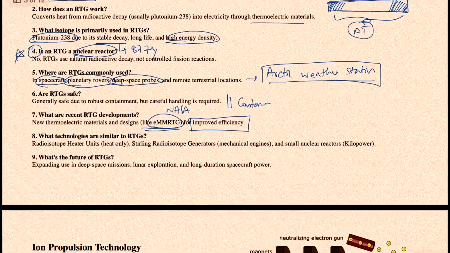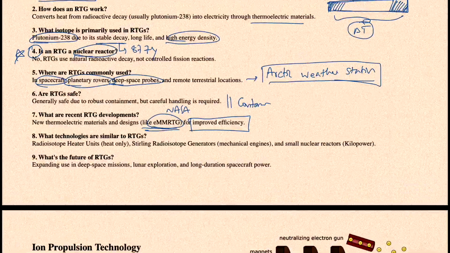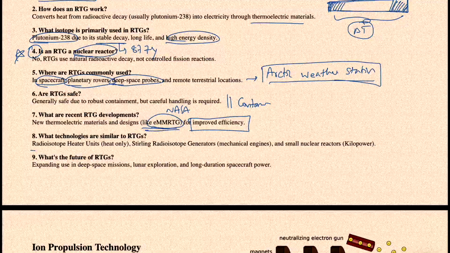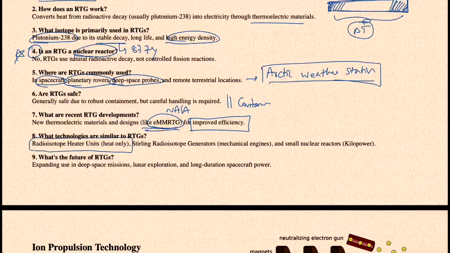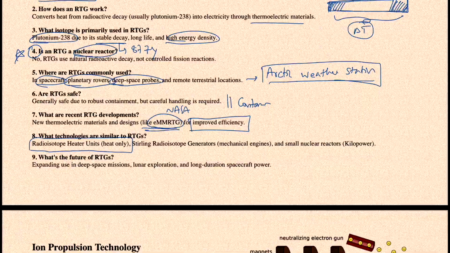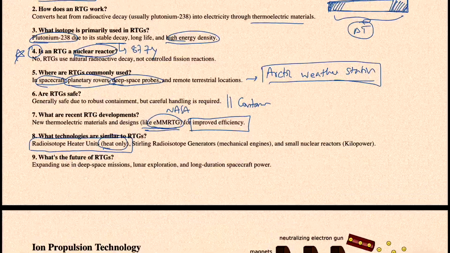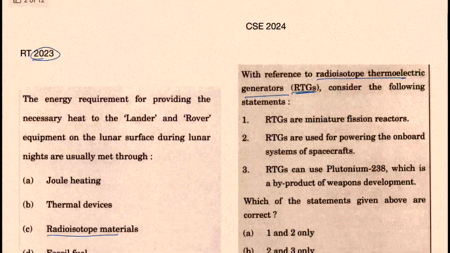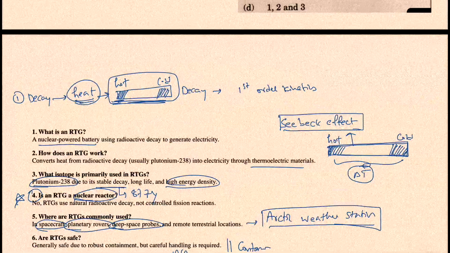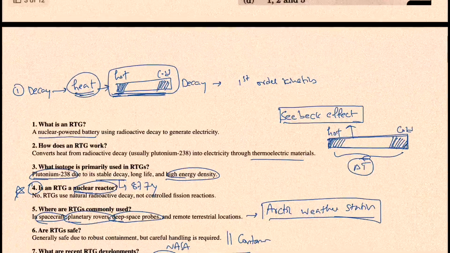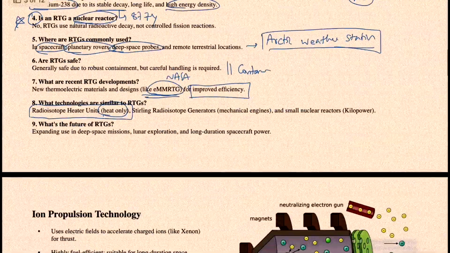And coming to similar technologies such as RTGs, we have radioisotope heater units. Basically they are nothing but RTGs only, but instead of using them for generating electricity, we directly use them for heat purposes. In an RTG we use this heat with a thermocouple to generate electricity, but in these units we directly use this heat. This application can be to heat up space missions.